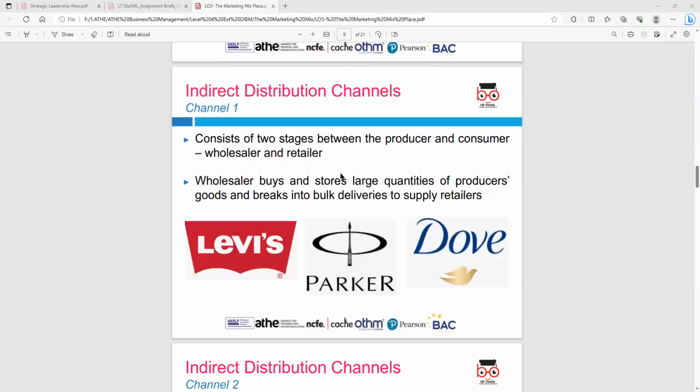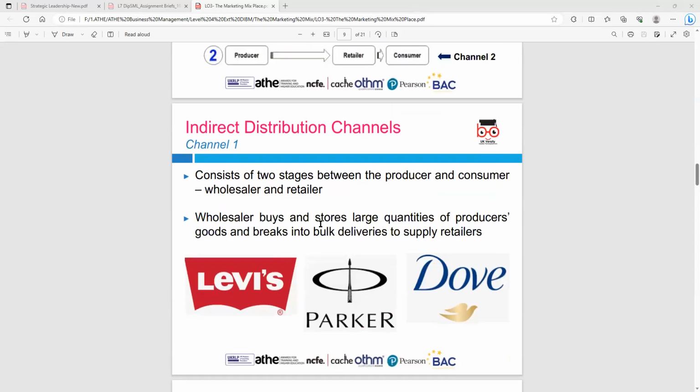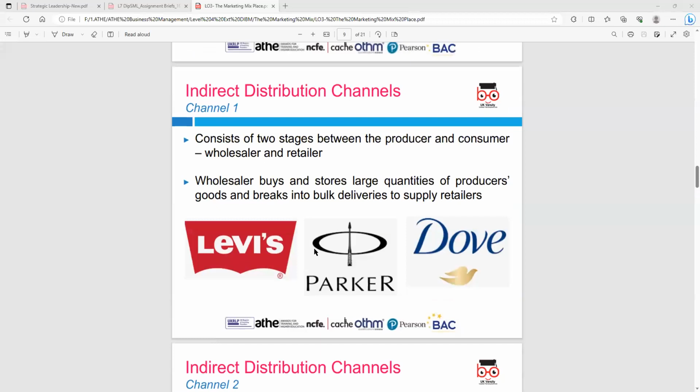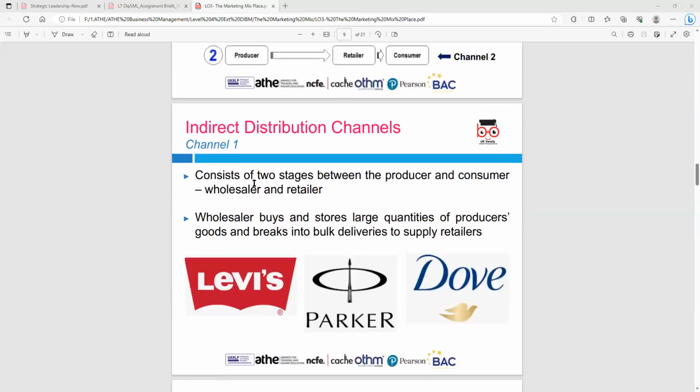For example, if you look at this slide, the wholesaler buys and stores large quantities of producers' goods and services, breaks them down from bulk and delivers them to retailers. So people like Levi's, for example, or Dove soap, or Parker pens, they employ this type of channel, number one.